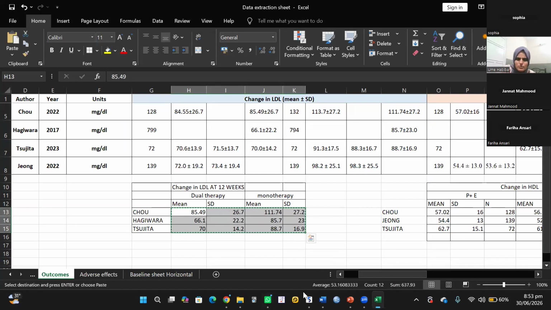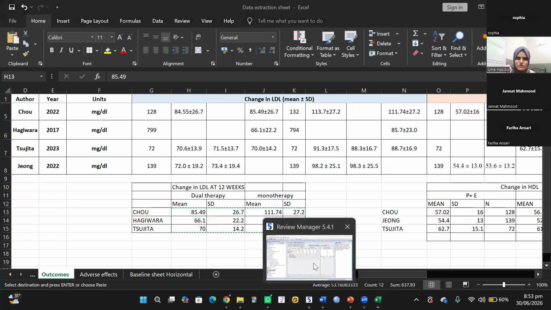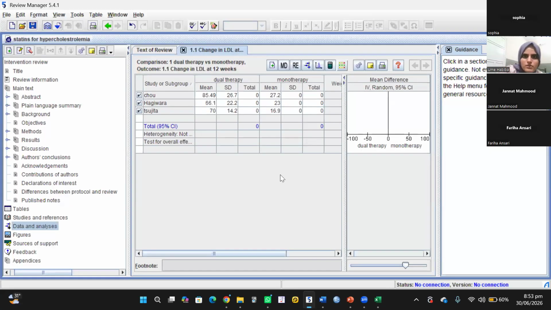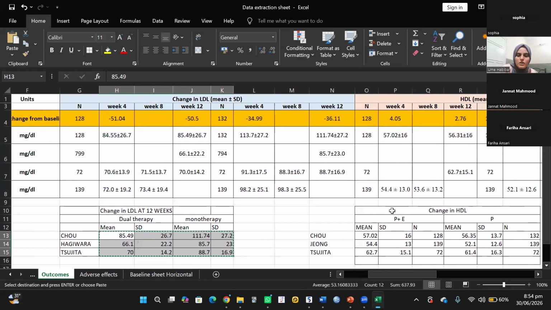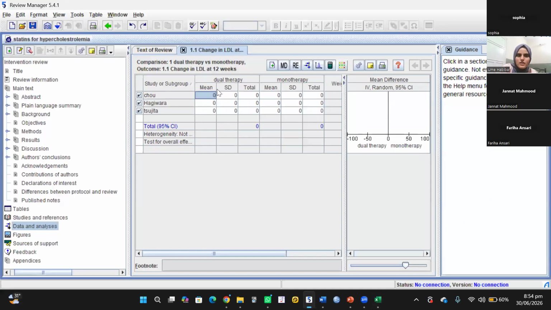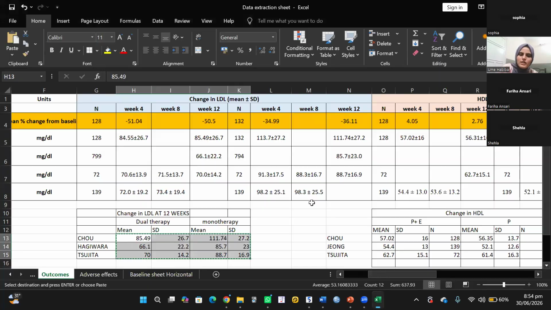Where is 27.2? Wait a second. Okay, I have to add another table. I forgot. See, it's asking for mean, it's asking for standard deviation, and there's another column for total that's asking me for the sample size. So what I'm going to do is add one more column to it, and the data is already given, right?